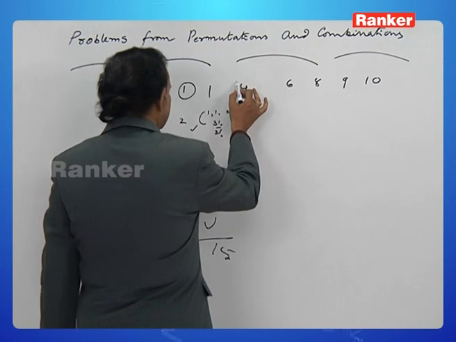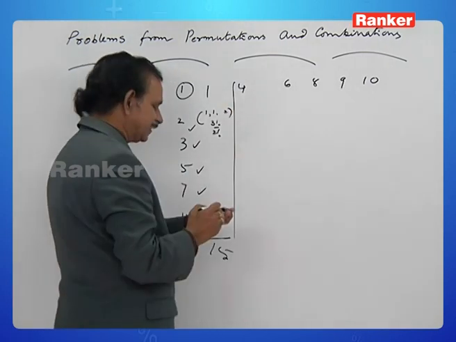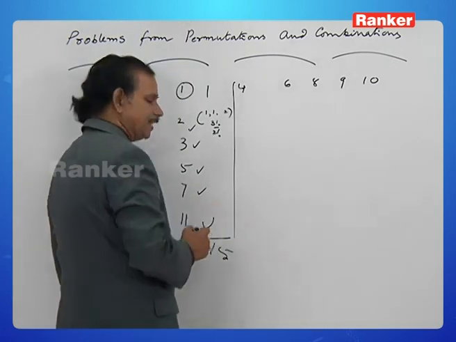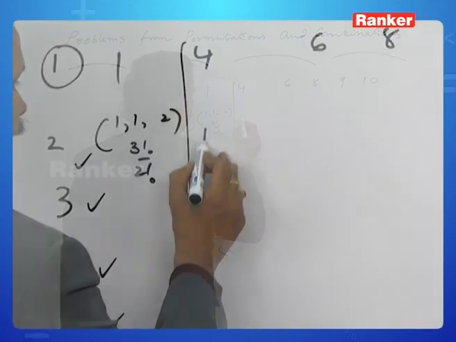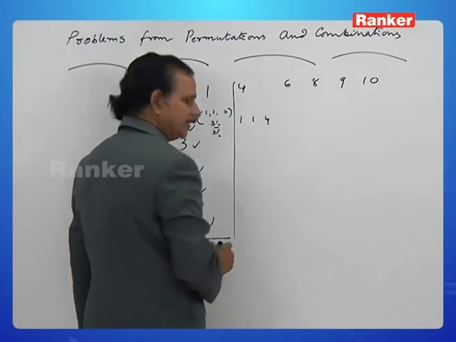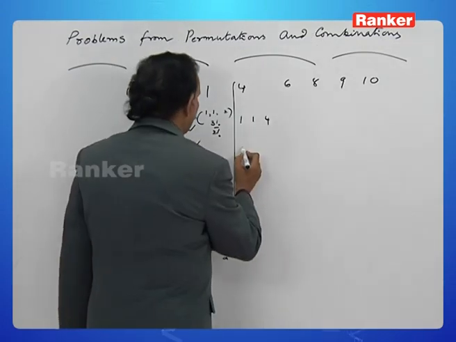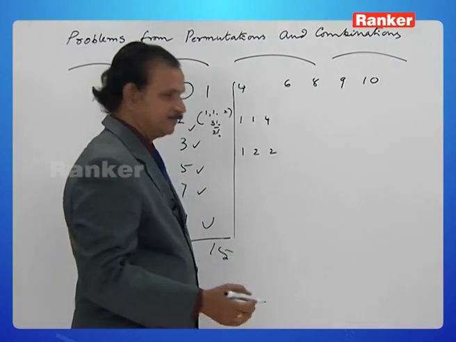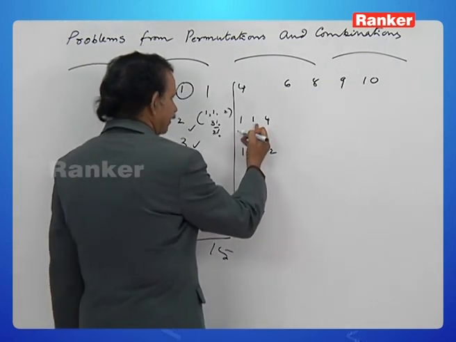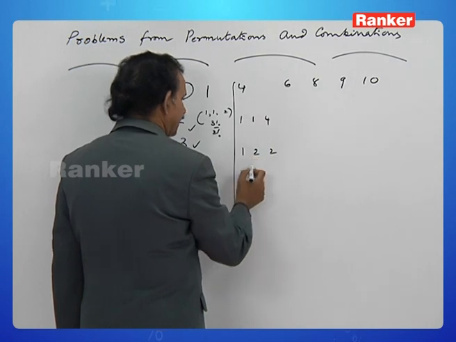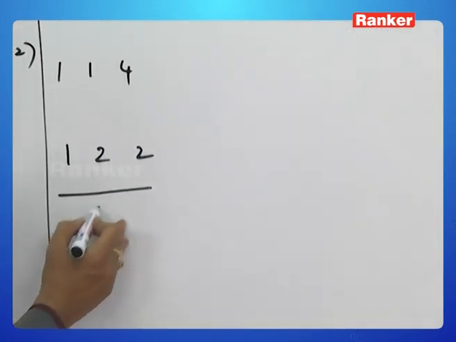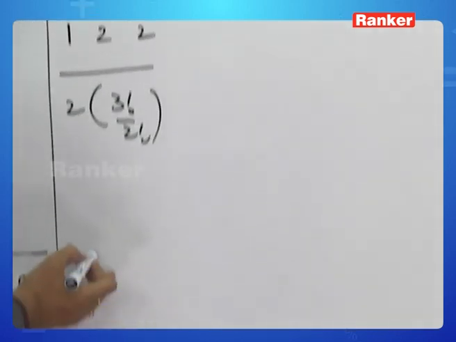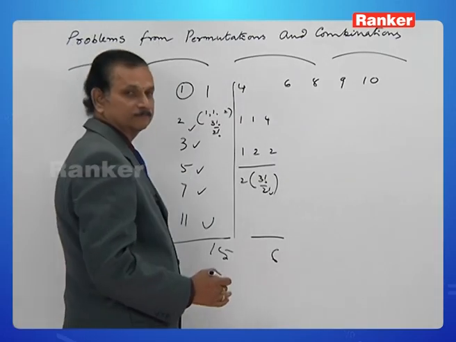Well, let us now think of getting the product 4. How can the product 4 be done? 1, 1, 4 is one way. 1, 2, 2 is another way. Any more ways? No more ways. Here 3 factorial by 2 factorial, and here 3 factorial by 2 factorial. Altogether 2 into 3 factorial by 2 factorial, that is equal to 6 ways.